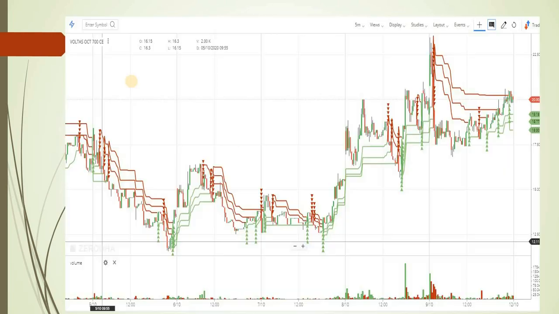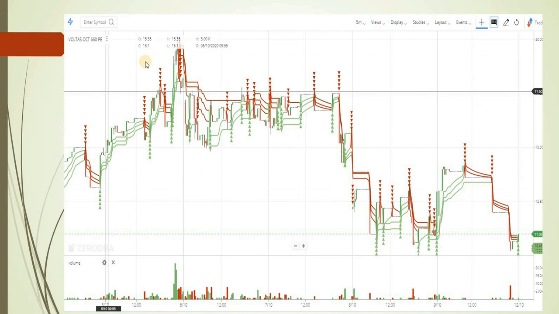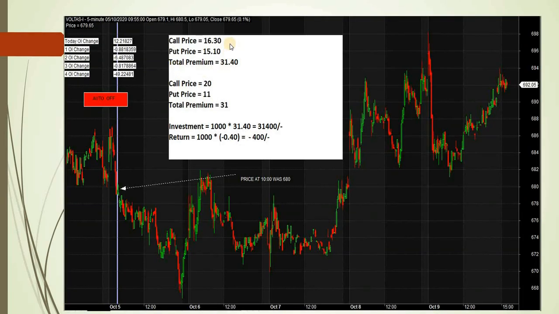On 5th October at 10 o'clock, call price was 16.3 and put price was 15.1. So I put it here, 16.3 and 15.1, which in total comes to 31.4. We are expecting the price to give a move of at least 5 to 7%. Let's say we are expecting a 5% move. So on the lower side from 680, we are expecting 646 to come, which never came. And on the higher side, we are expecting 714 to come, which never came.